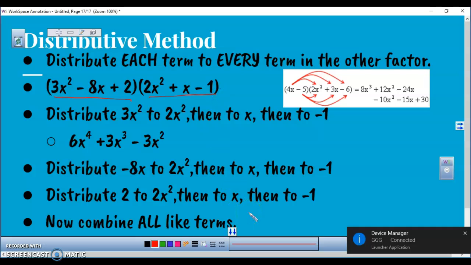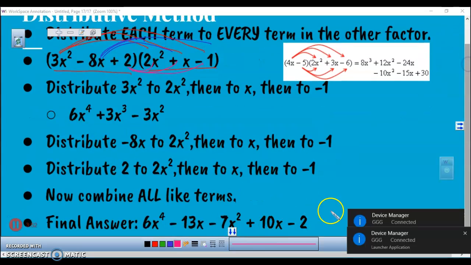So I will begin by distributing 3x to 2x squared. That would give me 6x to the fourth. Then to x, that would give me 3x to the third. Then to negative 1, that would give me negative 3x squared. Next, I would have to distribute the 8 to all three of those, and then finally the 2 to all three of those. Then I would combine all of my like terms to give me my final answer.